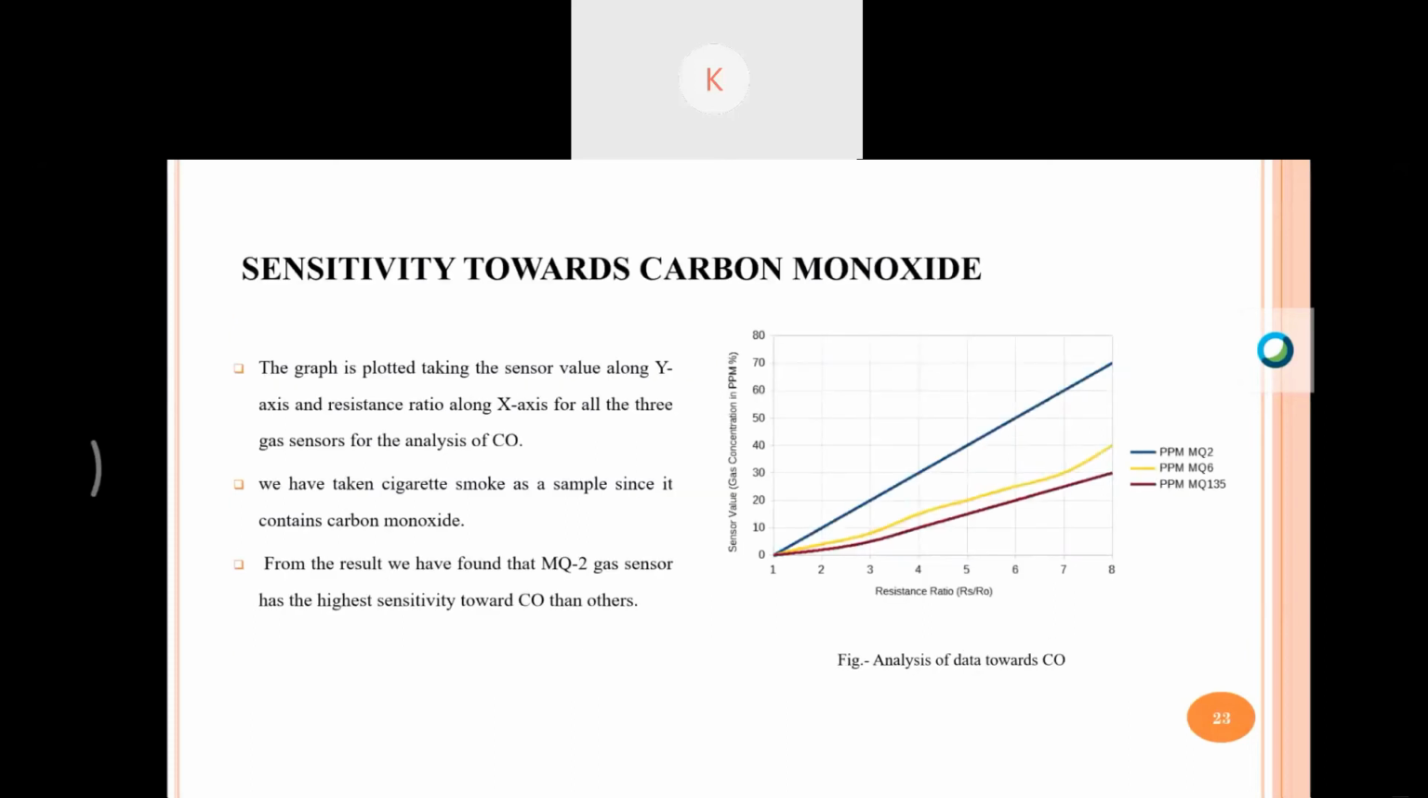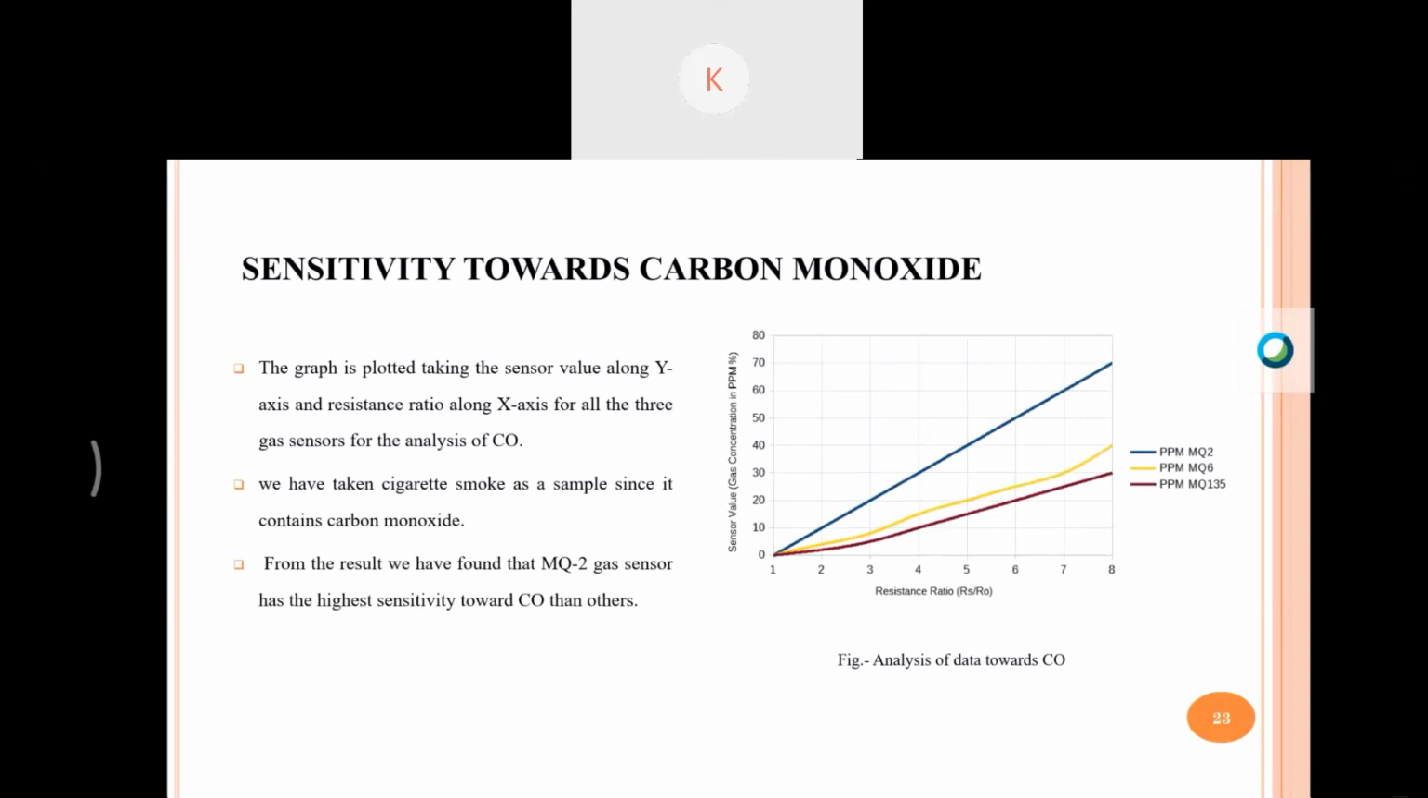So a graph is plotted taking the sensor value in ppm on the y-axis and the resistance ratio along the x-axis. Resistance ratio means Rs by R naught, where Rs stands for the sensor resistance and R naught is the load resistance, because it is a type of accuracy measure, like a potentiometer of the device, because when gas is exposed, its resistance is sensed. So that's why we use a resistance ratio.